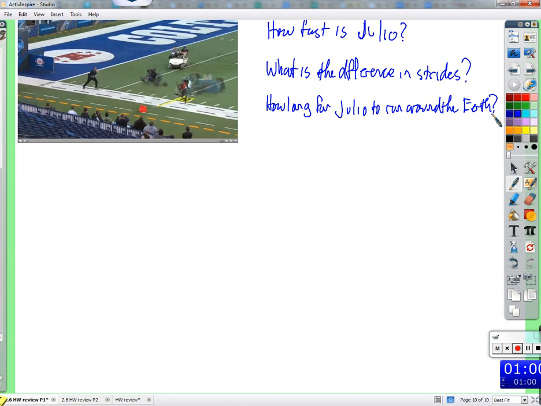For every yard that Julio runs, how many yards does the guy in the suit run? We're asking a lot of questions about what's a comparison, whether it be a difference or a ratio. How many yards can Julio run versus how many yards does the suit guy run? Or for every 1 yard that he runs, how many yards does he run? That's a ratio. It's really just a comparison of their two speeds. What's the equation if suit guy goes 10 yards compared to Julio? Really just comparing their distances.